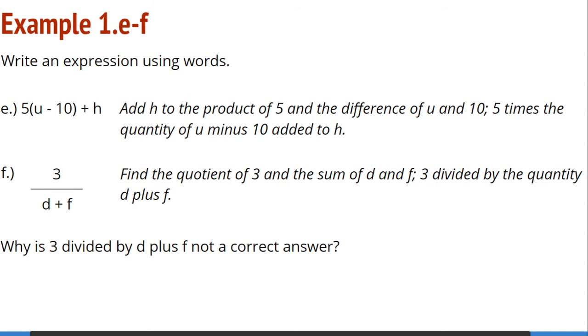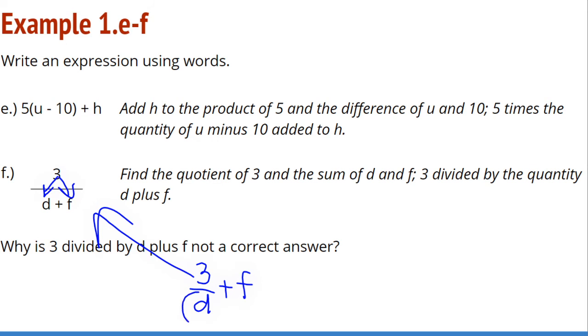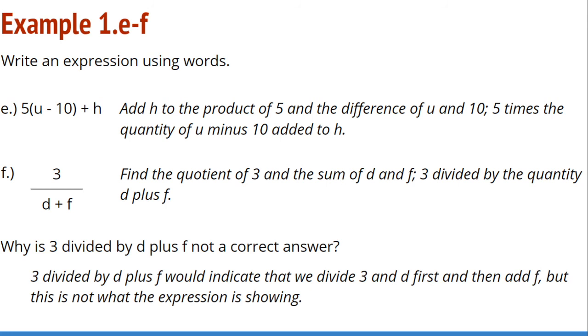So why is 3 divided by d, plus f, not a correct answer? Why couldn't I say 3 divided by d plus f? Well, 3 divided by d plus f. Ooh. Doesn't exactly work, does it? The 3 is supposed to be divided by all of this, not just this. 3 divided by d plus f would indicate that we divide 3 and d first, and then we're going to add f. But that's not what the expression is showing. We're supposed to add these two together and then perform the division operation.